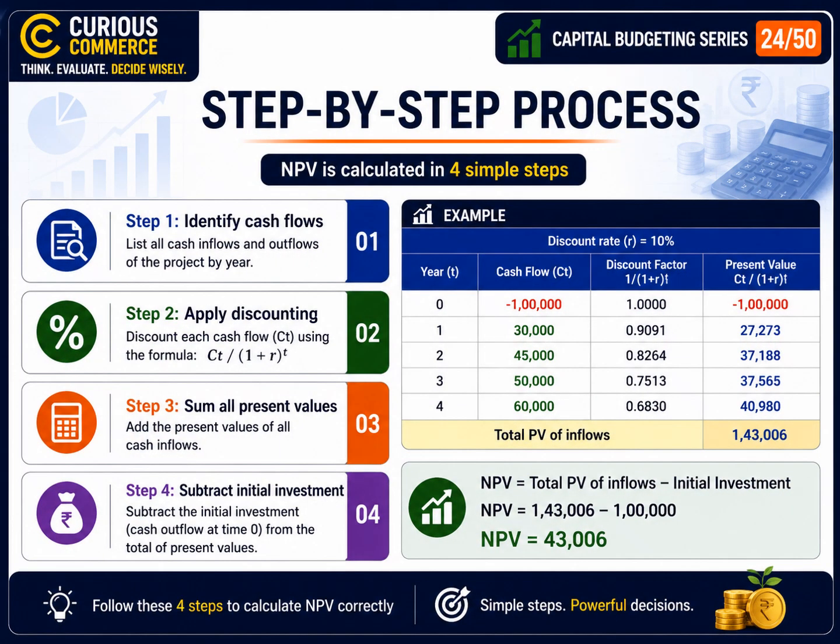Now let us understand the complete process. Step 1 is identify yearly cash inflows. That is the first step. In step 2, apply the discounting formula to each year separately. In step 3, add all present values. Step 4 is subtract the initial investment. That gives NPV. This is the exact method used in exams like CA, CMA problems and MBA finance also, in corporate finance investment analysis.